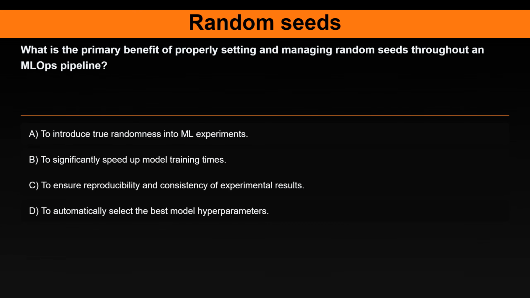Question 7. What is the primary benefit of properly setting and managing random seeds throughout an MLOps pipeline? Option A. To introduce true randomness into ML experiments. Option B. To significantly speed up model training times. Option C. To ensure reproducibility and consistency of experimental results. Option D. To automatically select the best model hyperparameters.